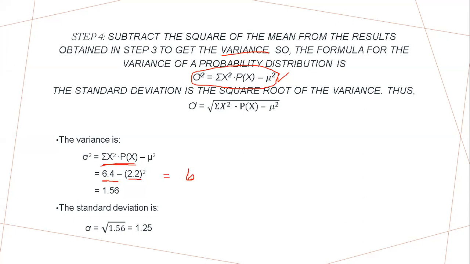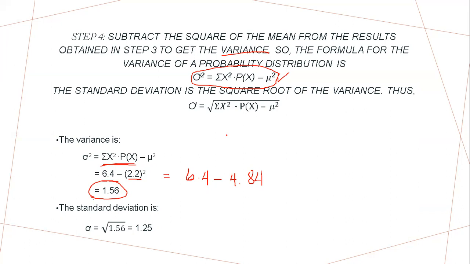Okay, we have 6.4. Then, anong value natin dito? Nung in-squared natin, 2.2 times 2.2, we have 4.84. Tsaka natin i-subtract. Okay? So, we have now 6.4 minus 4.84. The answer is 1.56. Ayun yung tinatawag na variance. So, nag-match tayo. The same answer doon kanina sa unang procedure na ginawa natin. So, gumamit tayo ng formula sa pang-apat na steps para makuha si variance.